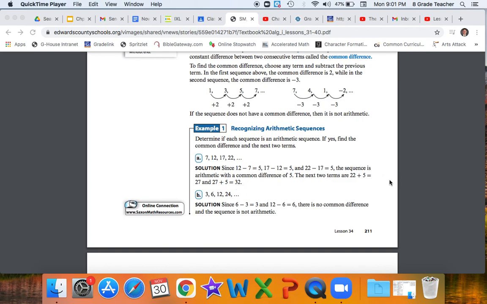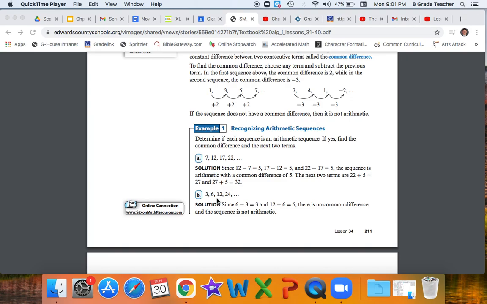Letter B: 3, 6, 12, 24. Notice the difference here. 3 to 6 is 3, 6 to 12 is 6, 12 to 24 is 12. Notice there's not a common difference, because if you subtracted, 24 minus 12 is 12, 12 minus 6 is 6, and 6 minus 3 is 3. You don't have a common difference. There's a pattern in this sequence, but it's not an arithmetic sequence.